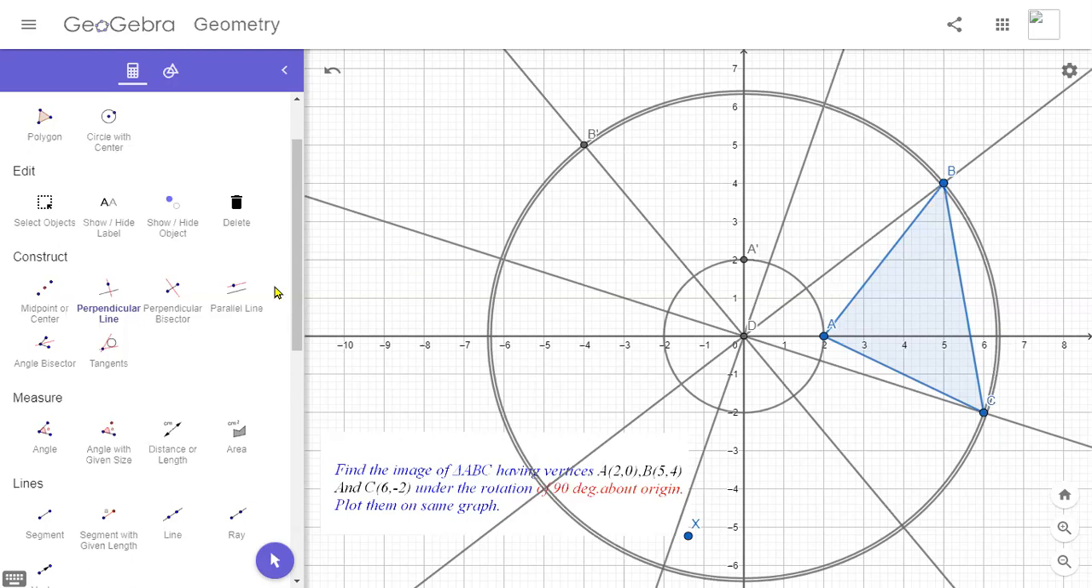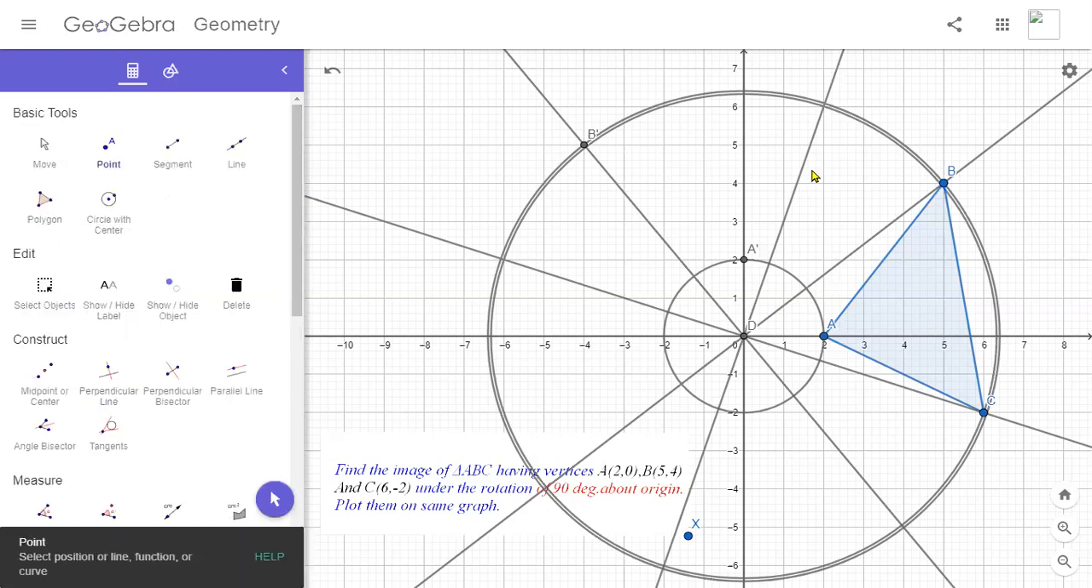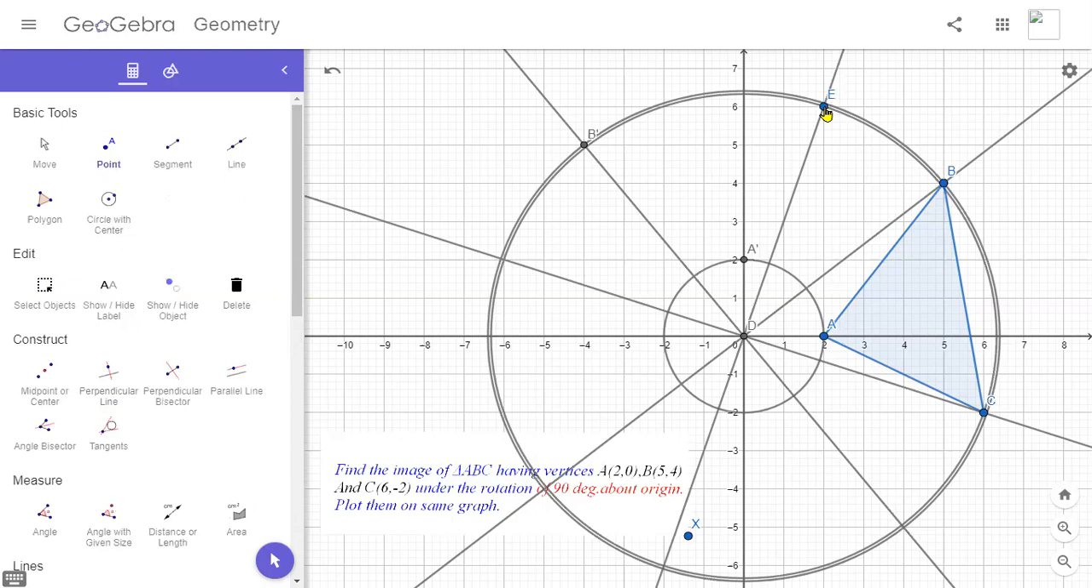Let me find out the point of the intersection of the circle and the perpendicular line. Here this is the line, and the intersection point of the circle and that line is just this point. This point E, let me rename as C dash, because it is the image of the vertex C.